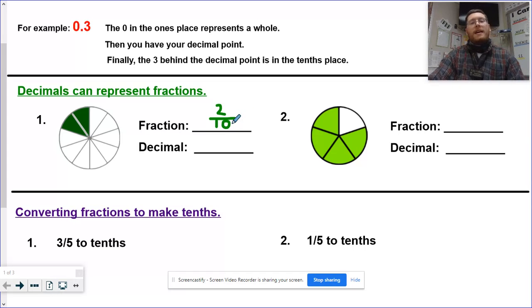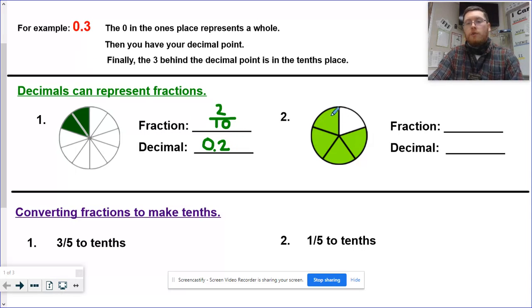Now, for my decimal, this is out of tenths. See how we have 10 in the denominator? It's out of tenths. So I don't have any whole, so this whole thing is not filled in. I have a fractional piece of it, and this is 2 in the tenths place. So just like the 3 is over here in the tenths place, the 2 is in the tenths place.